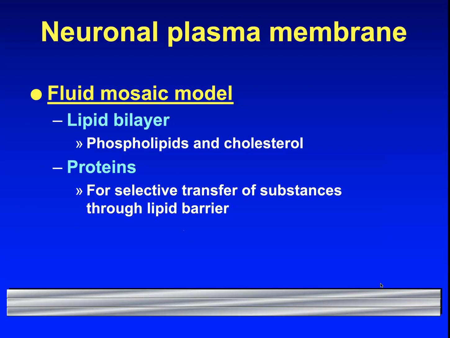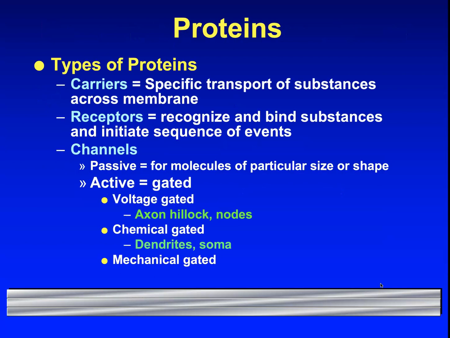To get glucose into a cell, you need a protein carrier. To get certain substances, you need a protein. And there are a lot of different types of proteins. There are carriers. That's going to be a specific transport of substances across the membrane. That's, for instance, the sodium-potassium pump. If you've taken physiology, you remember it. If you've taken cell bio, you should have covered that. So a carrier protein, for instance the sodium-potassium pump, is going to pick up 3 sodium and pump them out of the cell, and 2 potassium are pumped in. So it's going to specifically transport specific substances across the membrane.